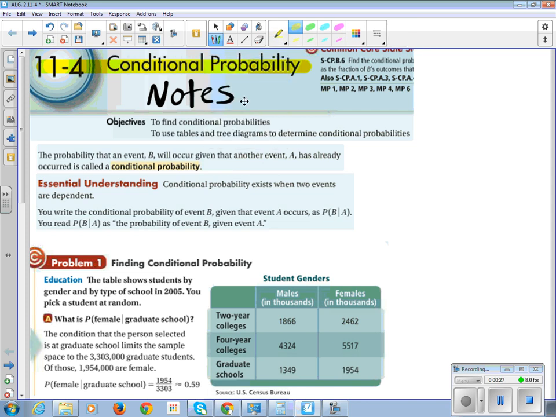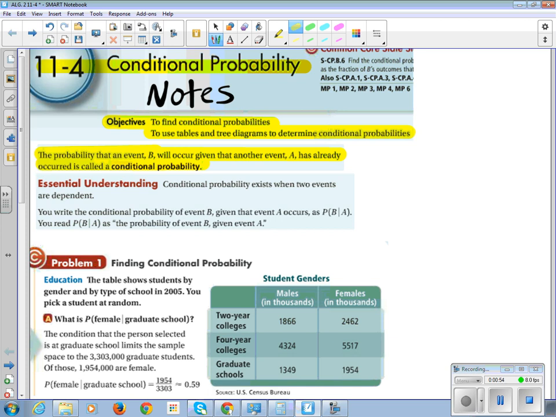Our learning objectives for this section are to find conditional probabilities and to use table and tree diagrams to determine conditional probabilities. So the probability that an event B will occur, given that another event A has already occurred, is called conditional probability.